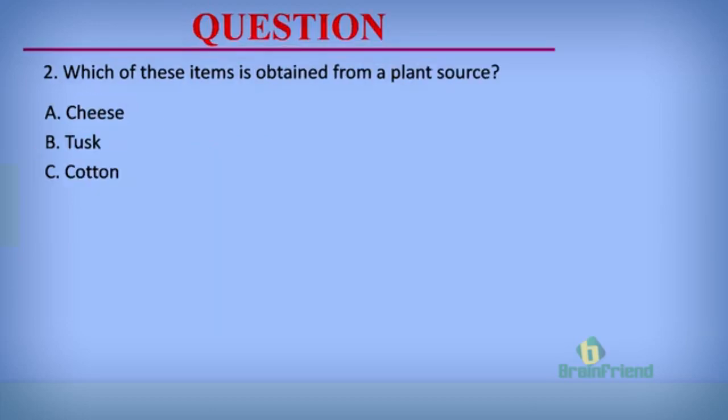Question 2. Which of these items is obtained from a plant source? A, we have cheese, B, tusk, C, cotton. If your answer was option C, then you are right. The other options are biotic resources that are derived from animal sources. Cotton is a biotic resource that is gotten from the cotton plant.